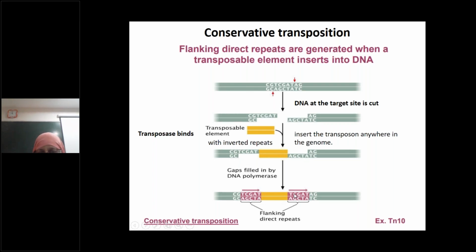Now these gaps will be filled up with DNA polymerase, and then the sealing will occur with the ligase. So now the flanking direct repeats are formed on either side of the transposable element.